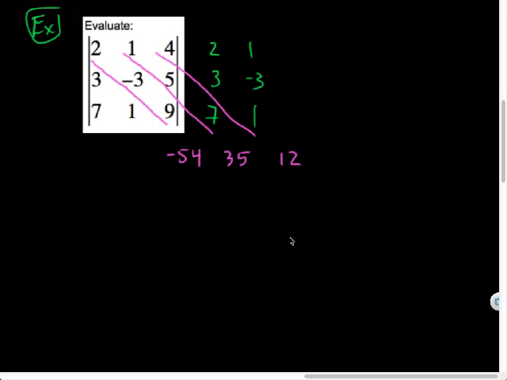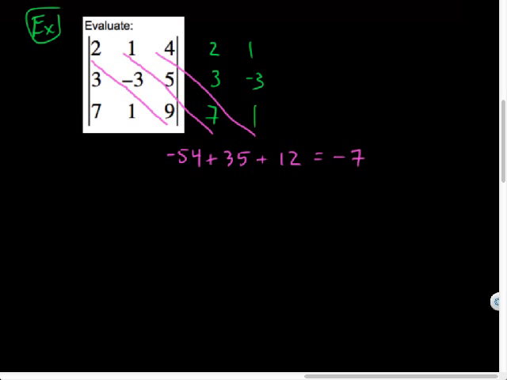Right? This is terrible. Yeah, really. Don't worry, it's actually not that bad. Just keep following along and it's going to make perfect sense. And once I have these, I'm going to add these together, and I get negative 7 in this case. So that is the sum of the products of the primary diagonals.